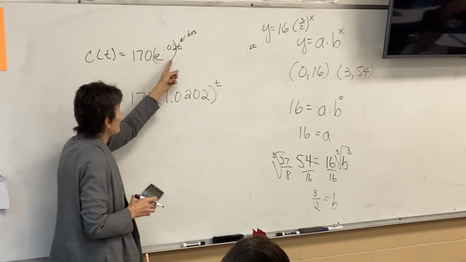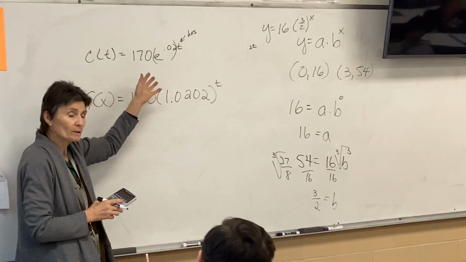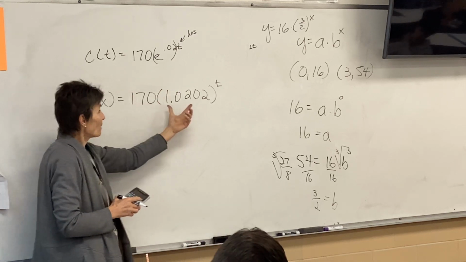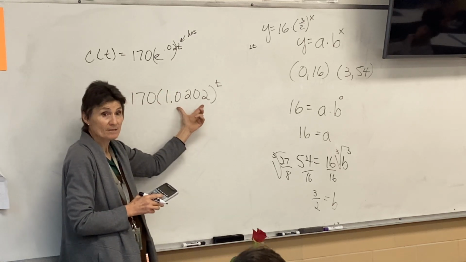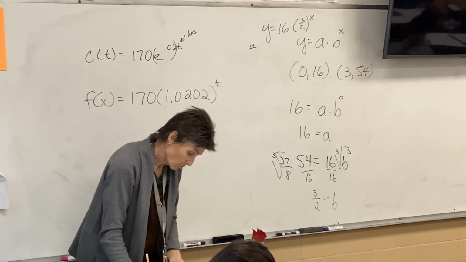Well, when they give me this, I don't really know. I can see this thing's growing, but I don't really know how it's growing. When I write it this way, I can see it's 2% per hour. That it's increasing. So that's the equivalent.